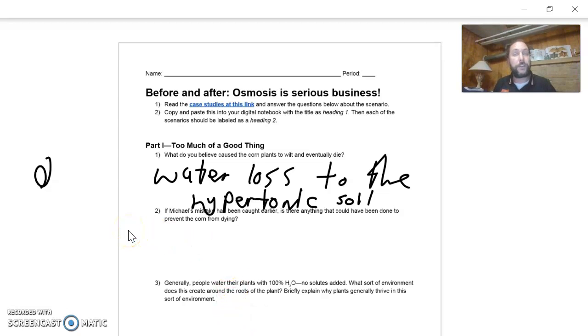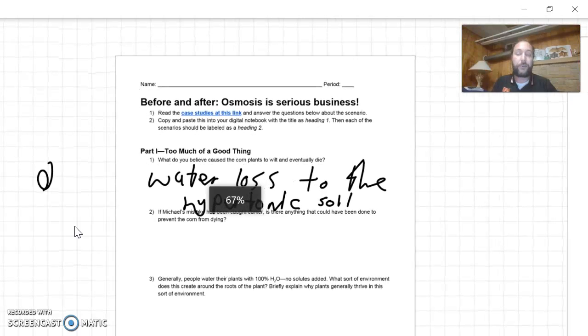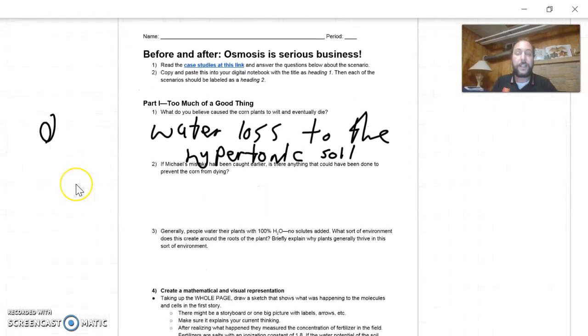They could have flooded the field with deionized water to decrease the concentration of the solutes, and that might have solved the problem if they had done it fast enough. Then question 3 says, generally people water their plants with 100% water, no solutes added. That's not exactly true. When you use tap water, there's solutes in there, but it's close enough.